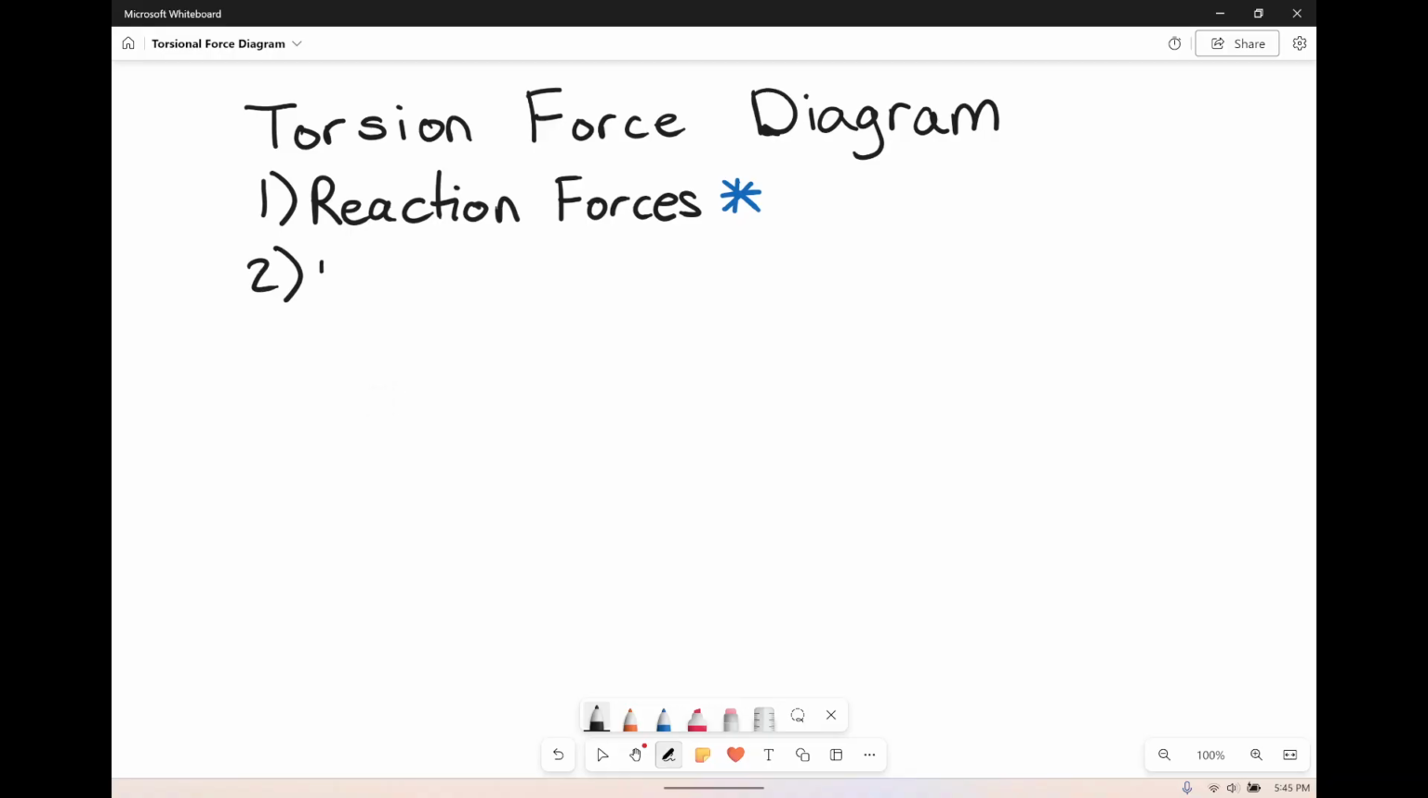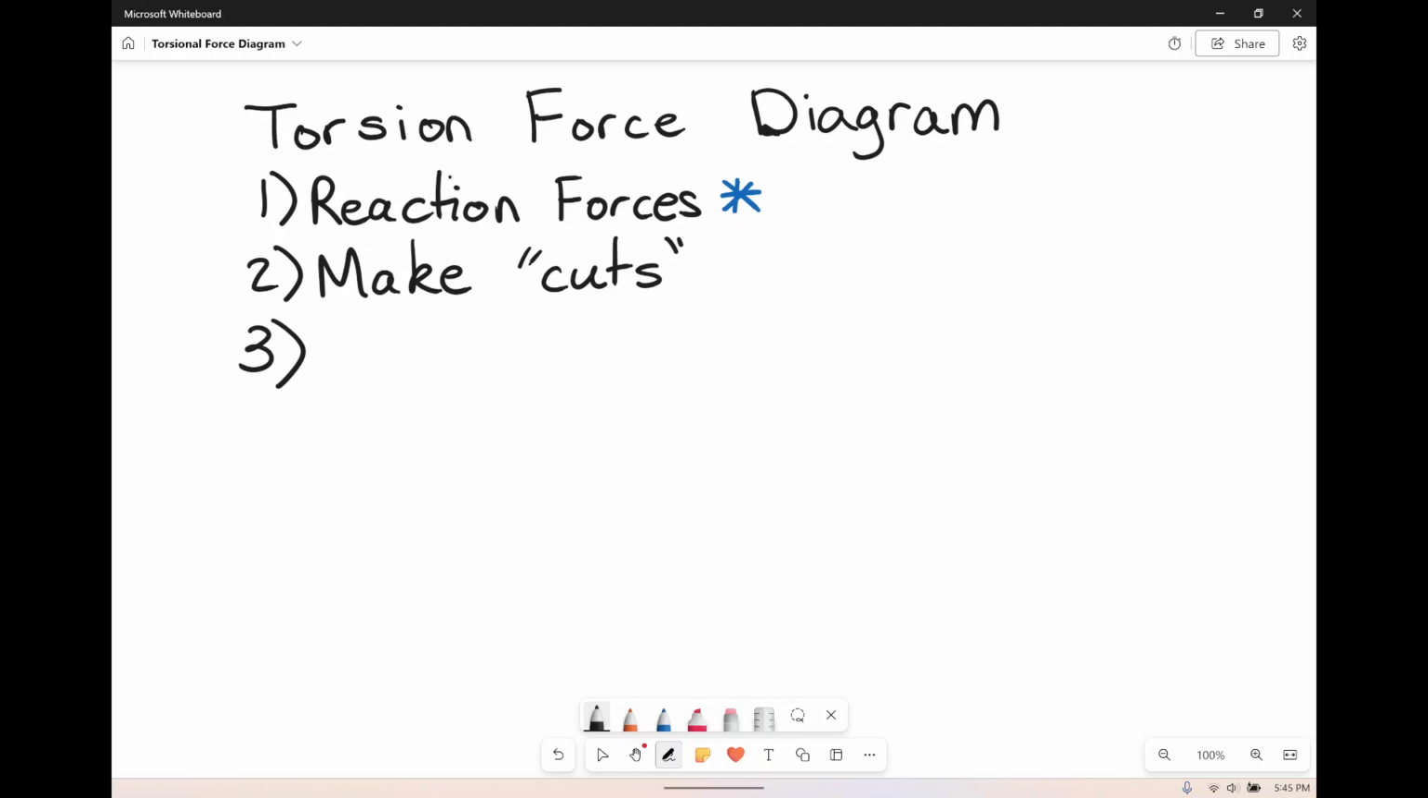Number two, we're going to make cuts. We're going to make cuts every time there's a change in the load. So in this case, we're talking torsional forces. We're just talking twisting. We're not caring about anything else. There's no axial, no shear, no normal, none of that stuff. We're just talking about the twisting. So anytime there's a change in the twisting, either more in the same direction or some in a different direction, anytime we got a new force, we're going to make a new cut.